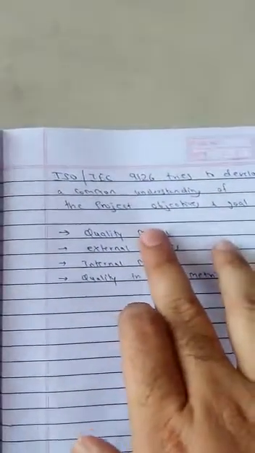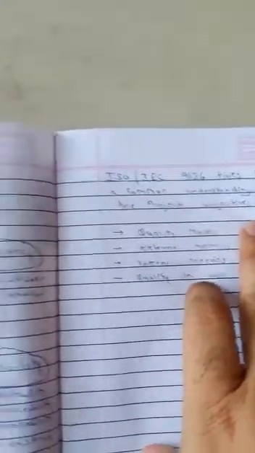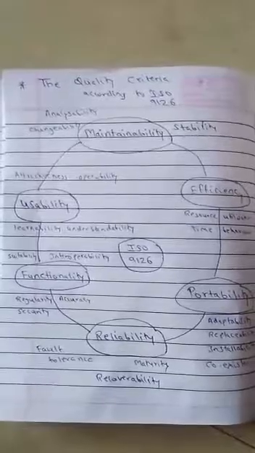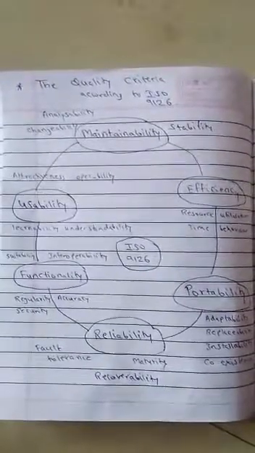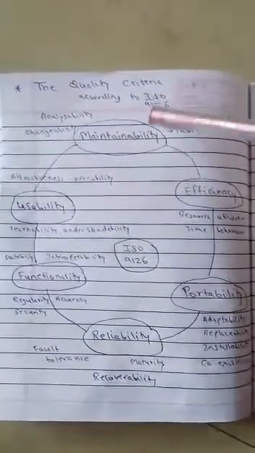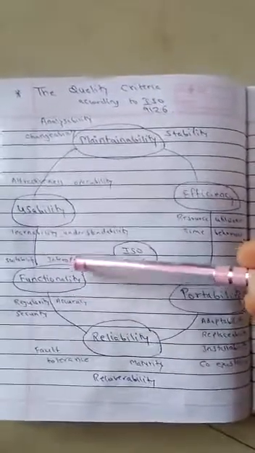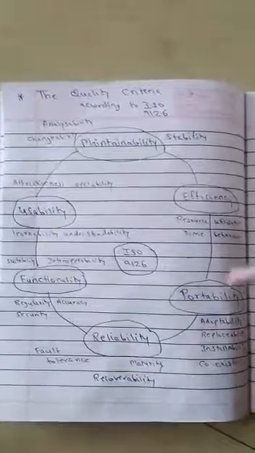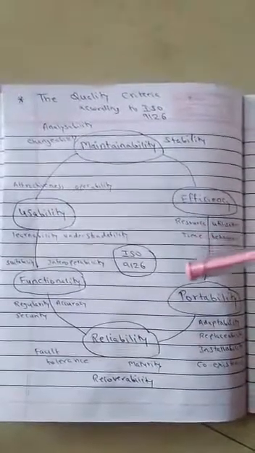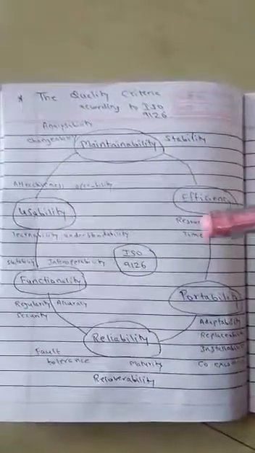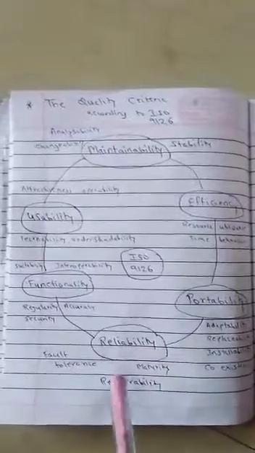Once you understand the objective and goal of your software project, the ISO 9126 standard defines the following criteria. This is the quality criteria according to ISO 9126. The main parts are maintainability, efficiency, portability, reliability, functionality, and usability. These are the different criteria for defining the ISO 9126 standard. We will learn one by one.